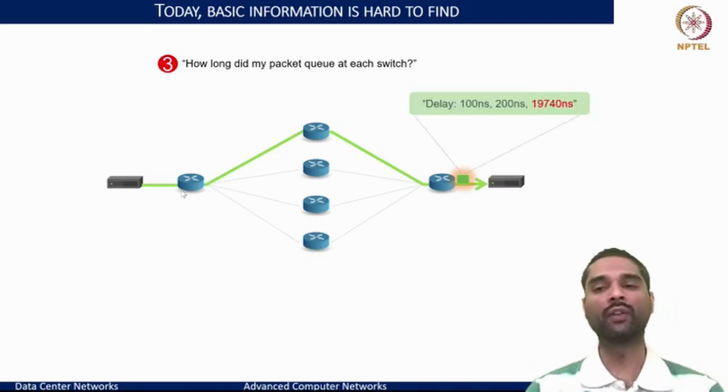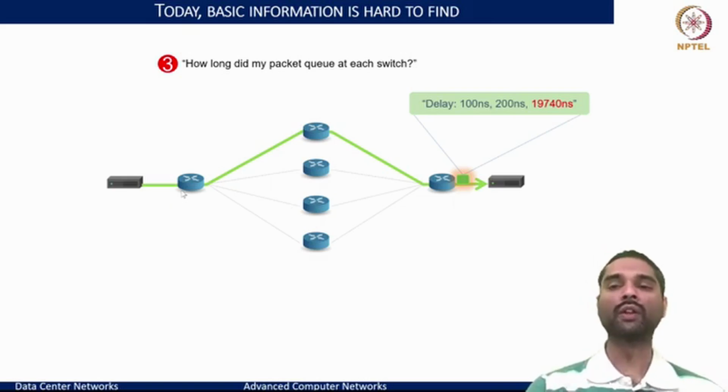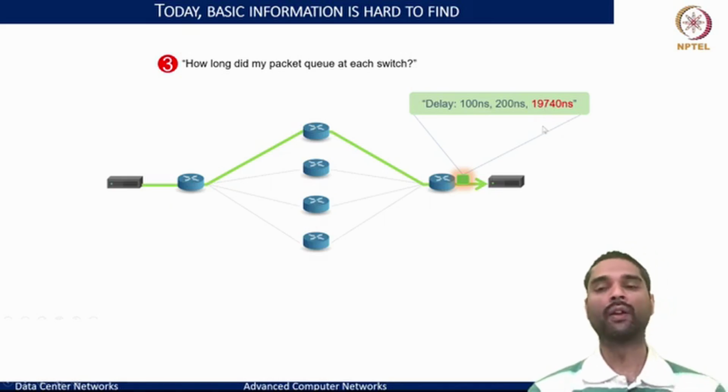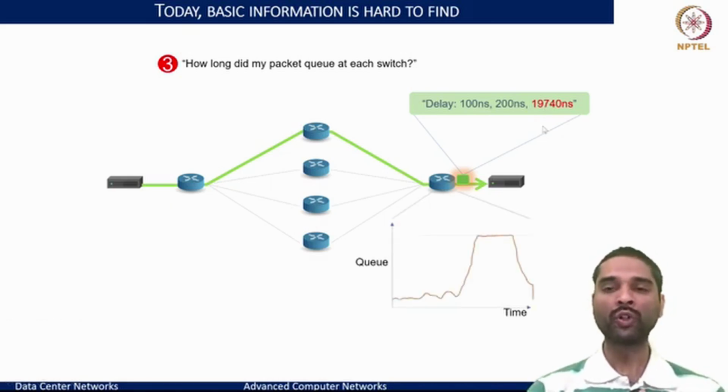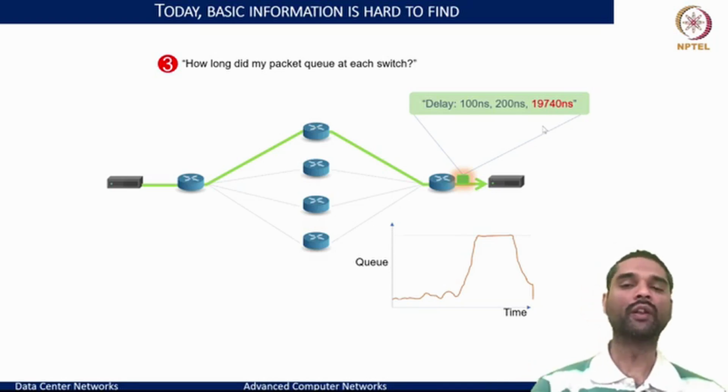So if we are able to extract information saying, I encountered delays of 100 nanoseconds, 200 nanoseconds, and like this 19740 nanoseconds at each of the routers, then we can very easily pinpoint and say that the main concern seems to be in router 3, where it is experiencing abnormally high delay. And likewise, if we are able to capture this information for every packet in the flow, we will be able to see over time how the queues have built up at each of the routers, what's going on within each of the routers in a very fine-grained manner.